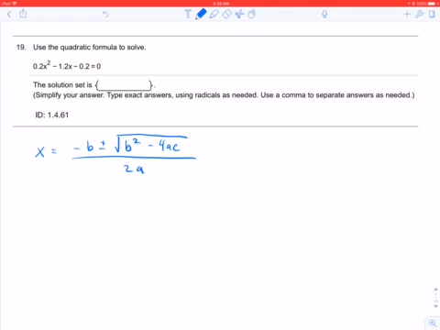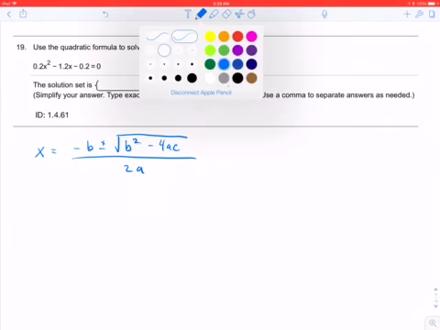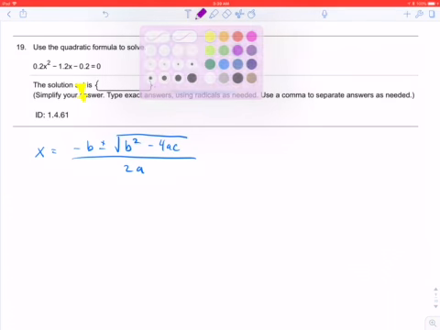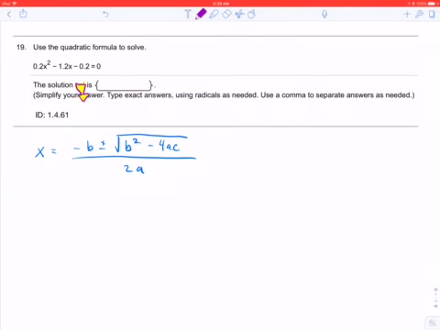It's probably a good idea to go ahead and identify a, b, and c. Notice that our function is already in standard form, so it's ax squared plus bx plus c. We can just take it as it is. Our a ends up being 0.2, our b ends up being negative 1.2, and our c is negative 0.2.